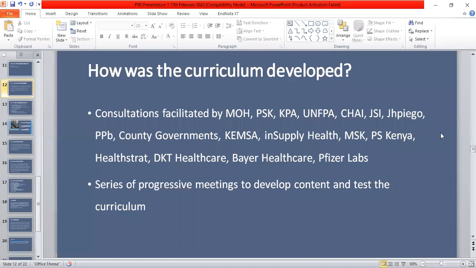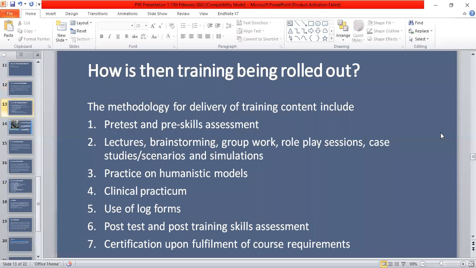And then at the end of the development of the draft curriculum, we were able to test the curriculum. This was done with a cohort of pharmacists, as well as other cadres, including nurses from various counties in Nakuru. And this curriculum was accepted and validated. We're going to see that a little bit later. So how is the training being rolled out?